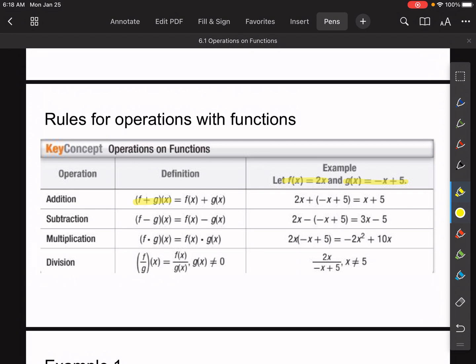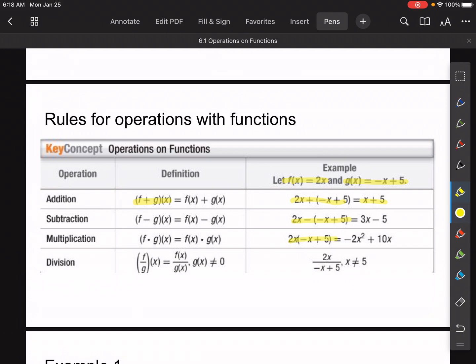We add the two together. So 2x plus negative x plus 5. Notice they use parentheses there. They added them together, and they got x plus 5. With subtraction, same deal. You can subtract the two functions from each other. You just make sure you use parentheses. That example best demonstrates that, where we take one function and subtract the other. And then multiplication, where we take one function and multiply it by the other.